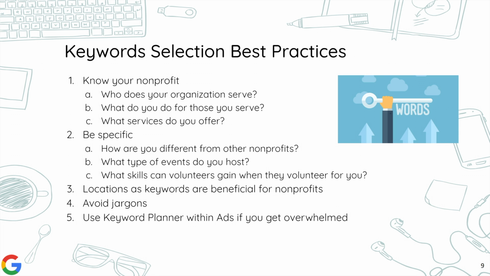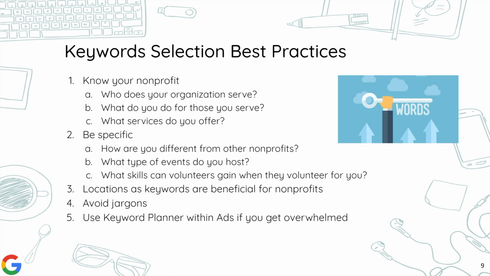There are 5 best practices to utilize when finding keywords for your nonprofit. Number 1, know your nonprofit. Who does your organization serve? What do you do for those that you serve? What services do you offer? 2, be specific. How are you different from other nonprofits? What type of events do you host? What skills can volunteers gain when they volunteer for you? 3, locations as keywords are beneficial for nonprofits. 4, avoid jargon. 5, use the keyword planner within ads if you ever get overwhelmed.